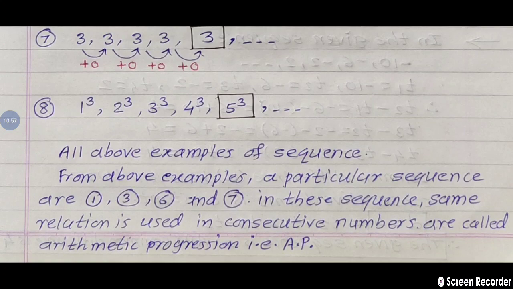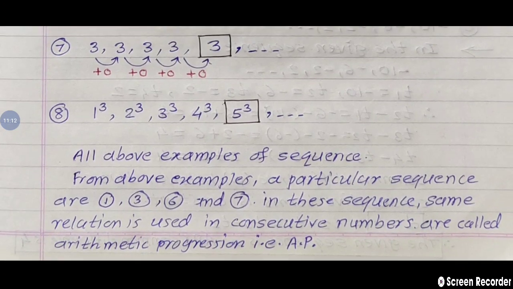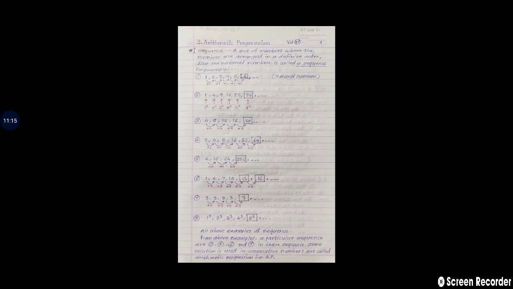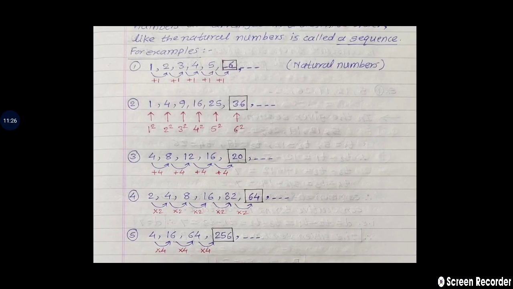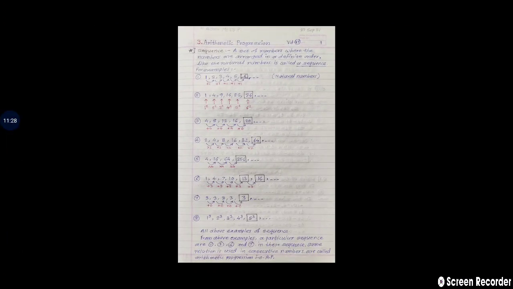In these sequences, the same relation is used in consecutive numbers. Same relation used in consecutive numbers is called arithmetic progression, that is in short AP. So this is the concept of arithmetic progression, that is, the difference between the consecutive numbers is the same. That type of sequence is called arithmetic progression.